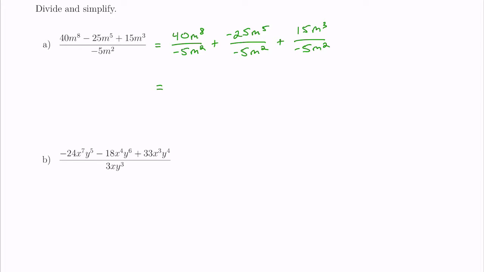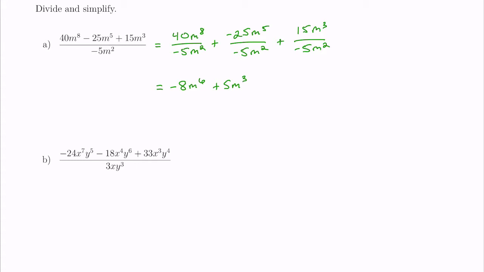4m to the 8th divided by negative 5m squared. 4 divided by negative 5 is negative 8. M to the 8th divided by m squared gives us m to the 6th. So we have negative 8m to the 6th. In the second term, negative 25m to the 5th divided by negative 5m squared. Negative 25 divided by negative 5 is a positive 5. M to the 5th divided by m squared is m to the 3rd. So we have plus 5m to the 3rd.